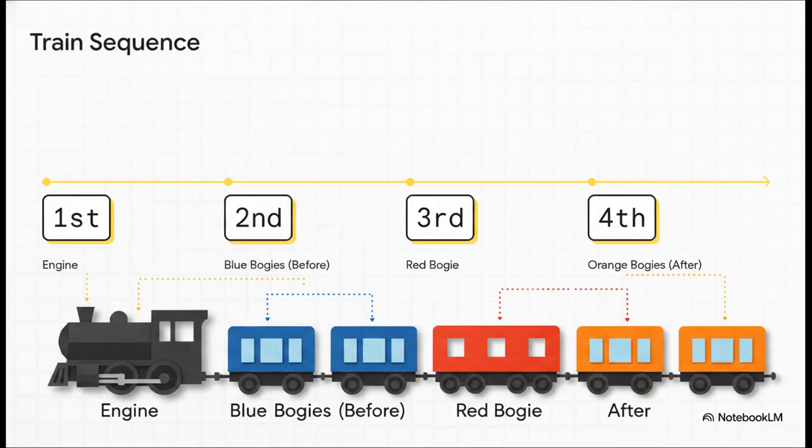So the crucial point here is how these cars, or bogies, are lined up on the tracks. We start with the engine leading the way, right? Then we have the blue bogies, followed by a bright red bogie, and finally, the orange bogies pulling up the rear. To really understand before and after, we just need to pick a reference point. So let's pick that bright red bogie right in the middle.